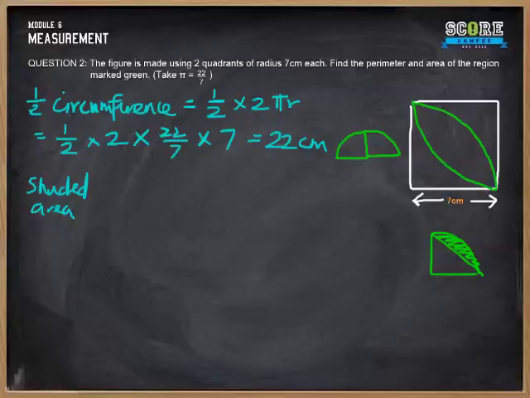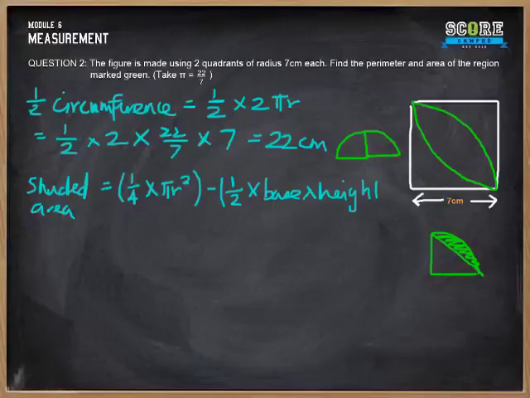So let's set this one up. Shaded area equals to 1/4 of the area of the quadrant. 1/4 times pi r squared. So 1/4 of pi r squared is the area of the quadrant, and let's minus off the area of the right angle triangle, which is going to be half times base times height, right? Half times base times height.